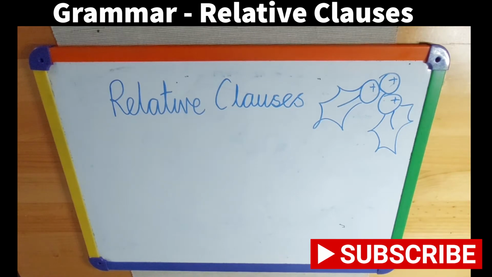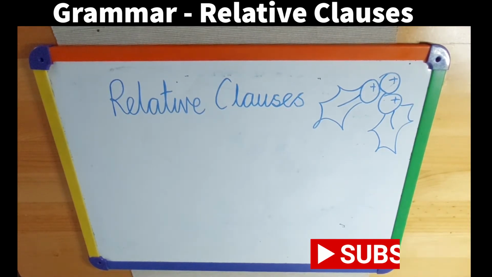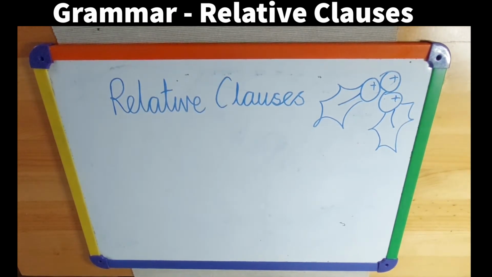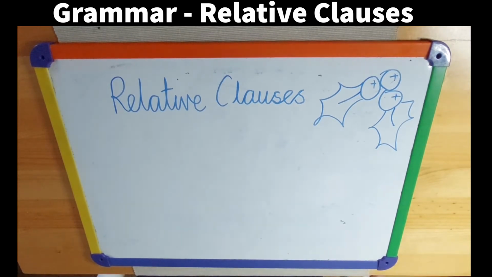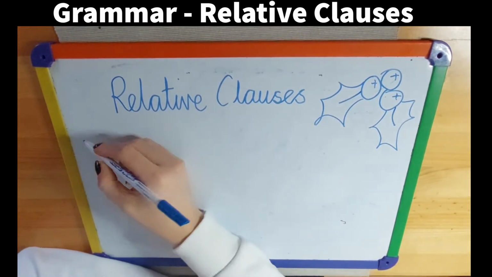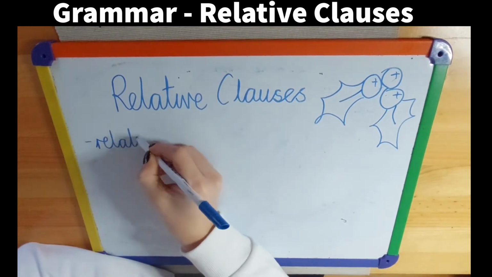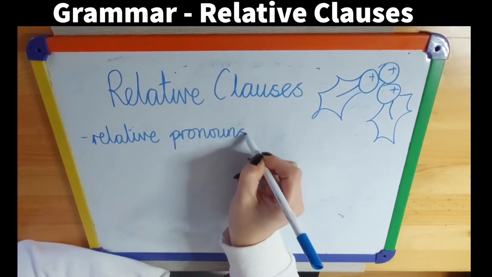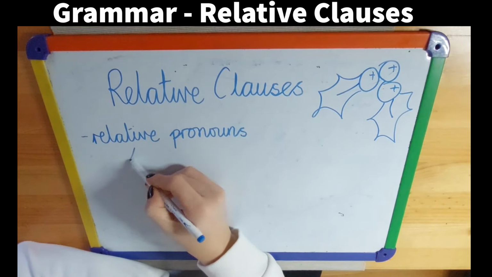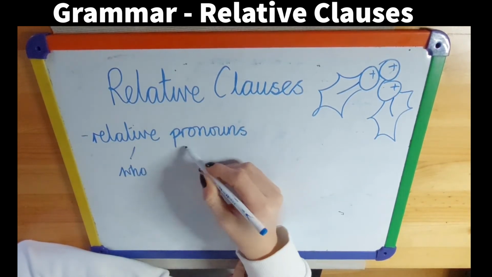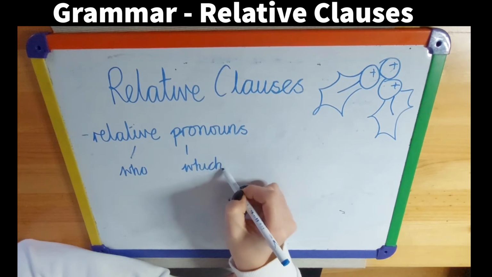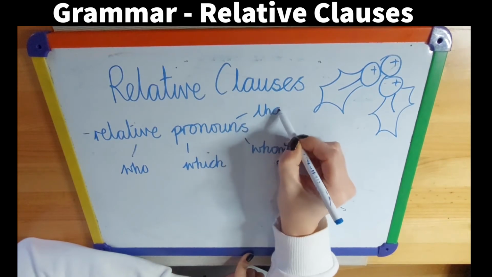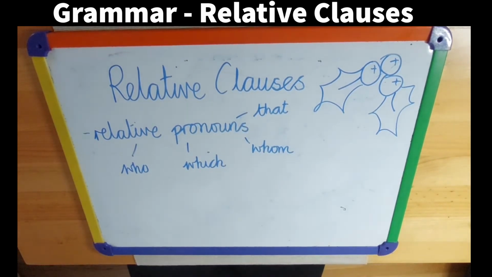Now this is something which the children will be introduced to around year 4, and it is something that is tested in the end of Key Stage 2 grammar assessment. So when we're thinking about a relative clause, we need to think about relative pronouns. Now what a relative pronoun does is it helps us to describe a noun. So some examples of relative pronouns that we have are who, which, whom, that, just to name a few.